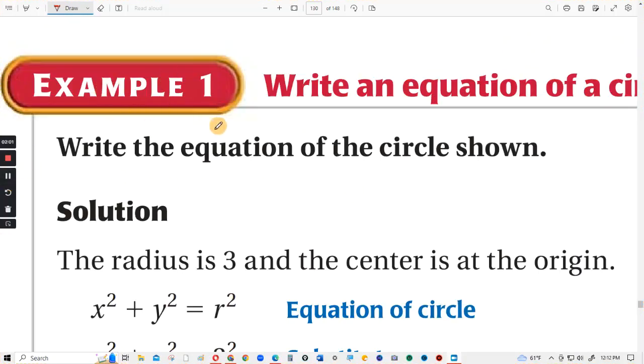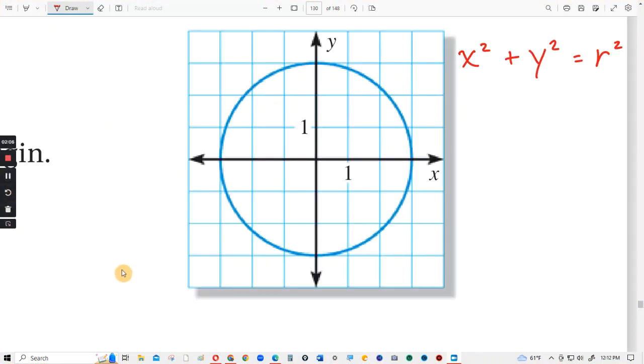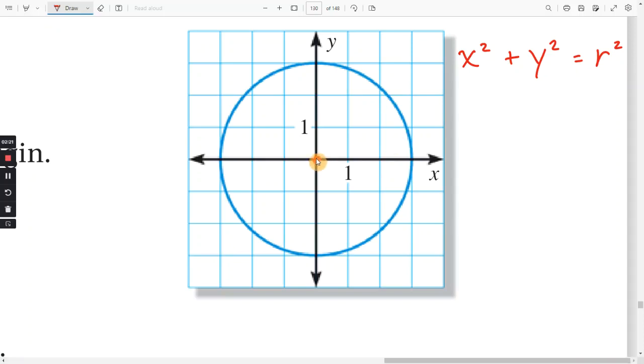Example 1, write the equation of the circle shown. Alright, so we said a minute ago, using the Pythagorean theorem, the equation of a circle at the origin is simply x squared plus y squared equals r squared. We can see this circle right here. The center is at the origin. Once again, that point is just 0, 0. And the only thing we need to find is the radius. So that's pretty easy. We can just count.